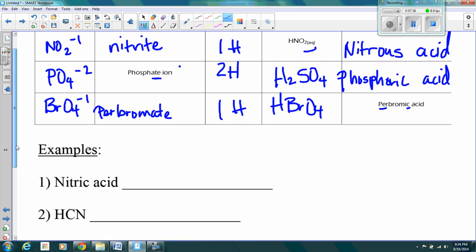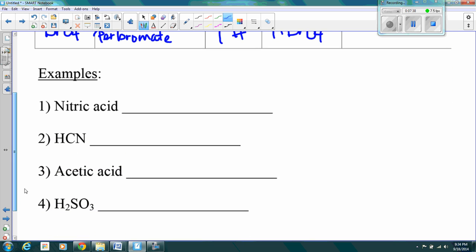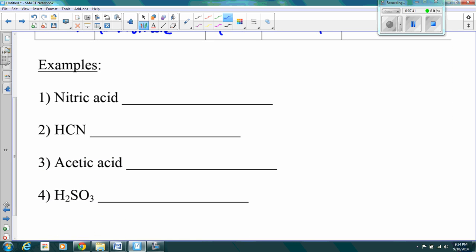Okay, so now this chart is just a way to help you get started. We are not going to use this chart the whole time when we are naming acids. You're going to see them like these in 1 through 4, and you have to be able to reason out what the name is, or the symbol. So in the first one, we're going to write down our symbol. So what am I going to take a look at?